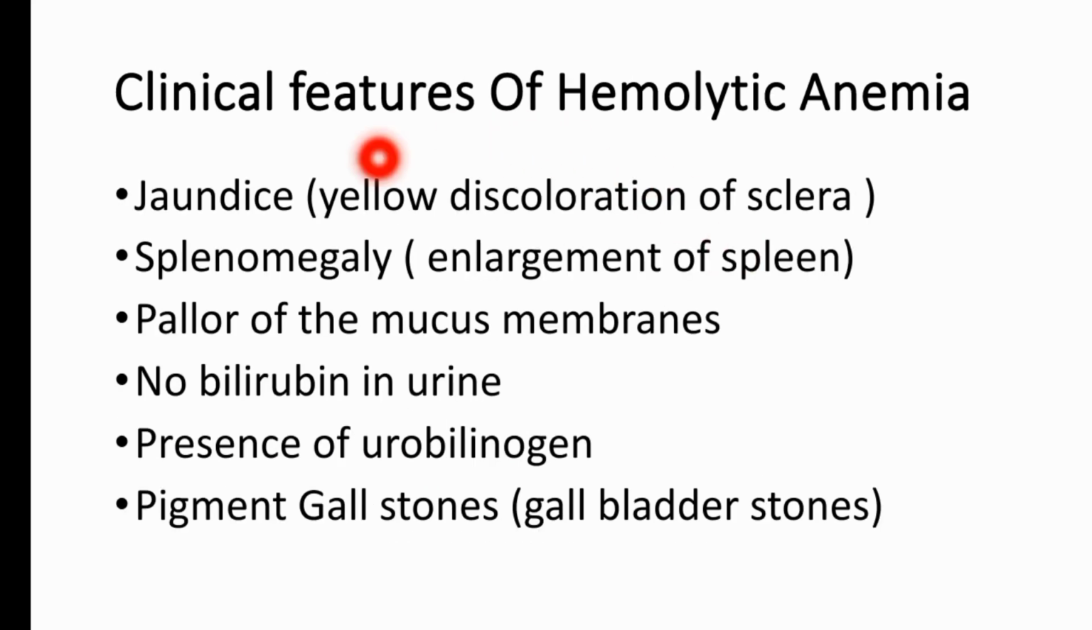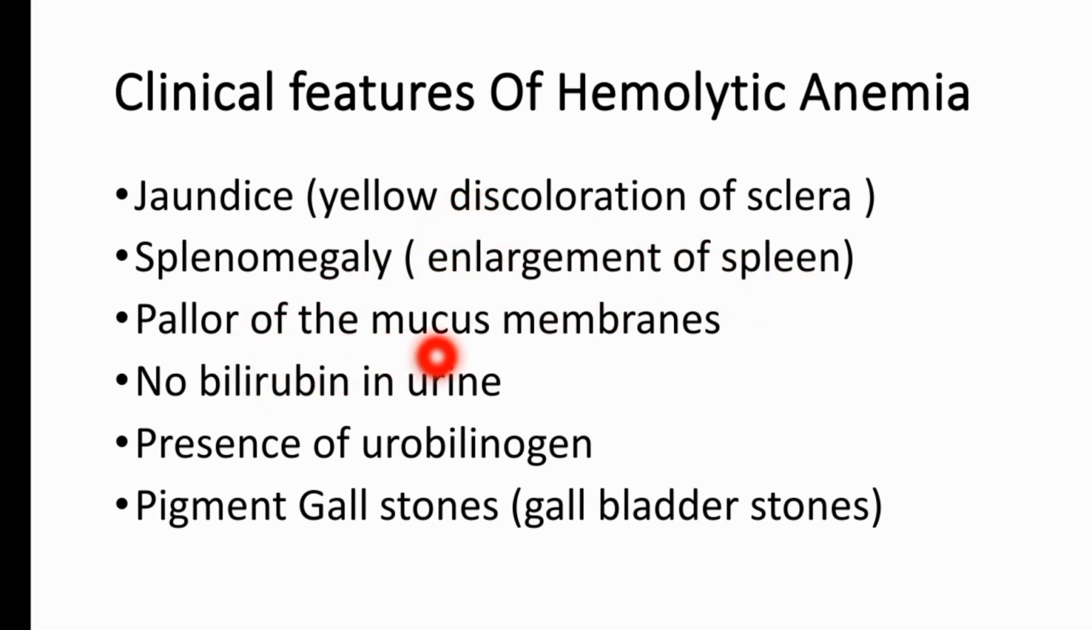Then the clinical features. First of all, we have the jaundice here. Jaundice means, as I have told you before, the yellow discoloration of the sclera, of the eyes, and it is also seen in conditions like hemolytic disease of the newborn. Then splenomegaly, which occurs because of the red cell destruction. It means an enlargement of the spleen, because the spleen has to do more work. That's why it has become enlarged.